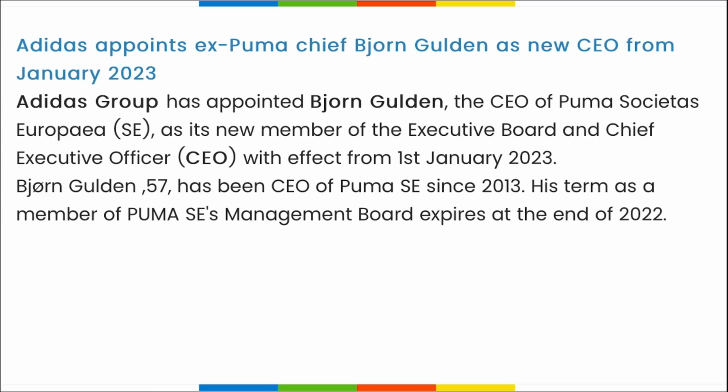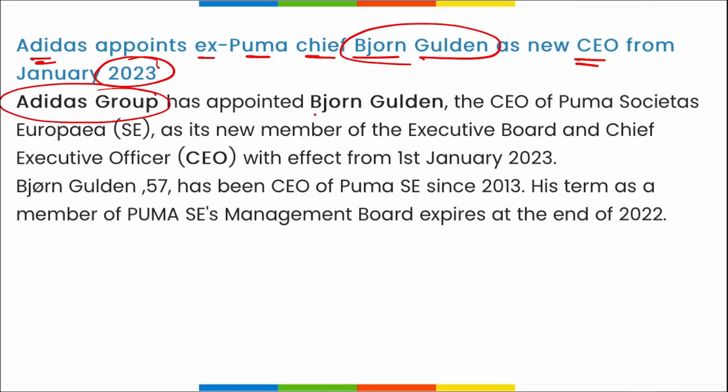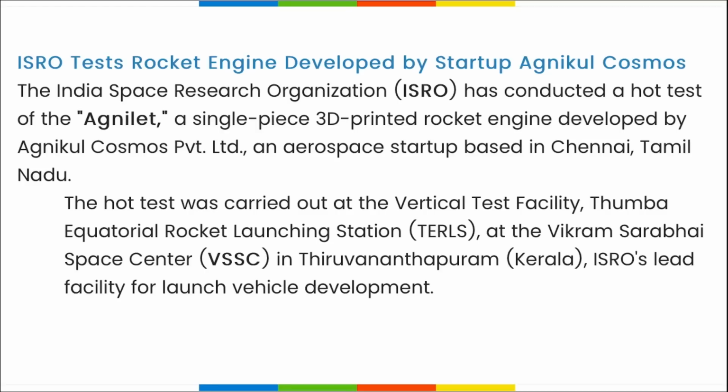Next is Adidas. Adidas has appointed ex Puma chief Bjørn Gulden as the new CEO from January 2023. I repeat, Adidas Group has appointed Bjørn Gulden, the ex Puma chief, as its CEO. Next, ISRO. ISRO tested a rocket engine developed by startup Agnikul Cosmos.